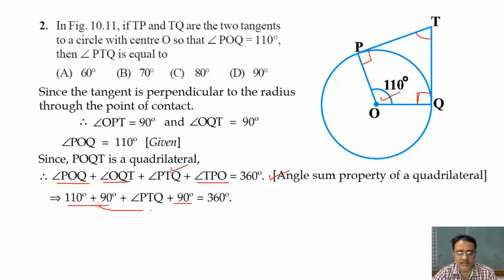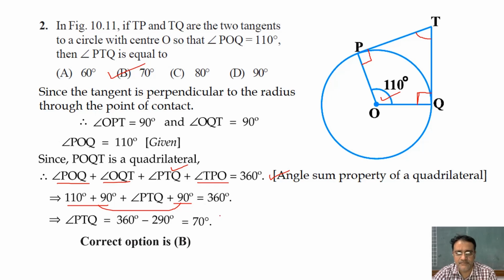If we add these three, we get 290 degrees, and we shift it to the right side. So what are we getting? 70 degrees. Right. So the correct option is B. Okay, now we'll move towards question number 3.